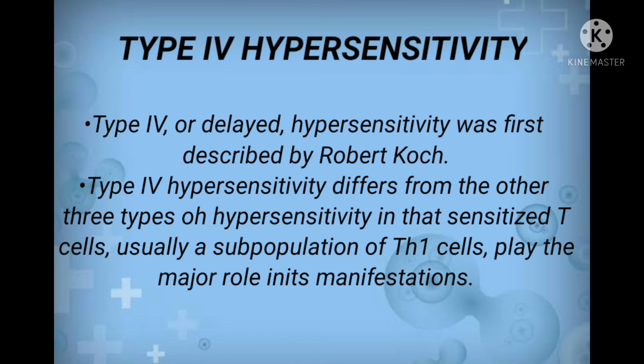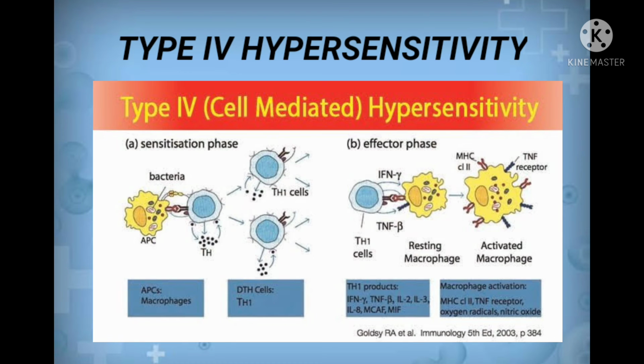Type 4 hypersensitivity. Type 4 or delayed hypersensitivity was first described in 1890 by Robert Koch. Type 4 hypersensitivity differs from the other three types of hypersensitivity in that sensitized T cells, usually a subpopulation of Th1 cells, play a major role in its manifestations. There is an initial sensitization phase of 1 to 2 weeks that takes place after the first contact with antigen. Then, upon subsequent exposure to the antigen, symptoms typically take several hours to develop and reach a peak 48 to 72 hours after exposure to antigen.